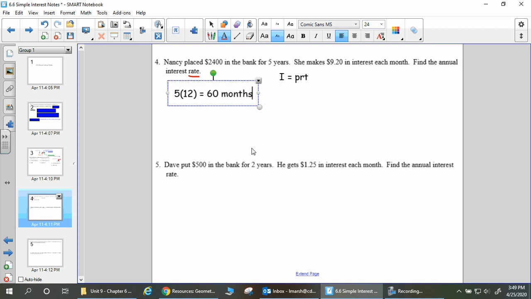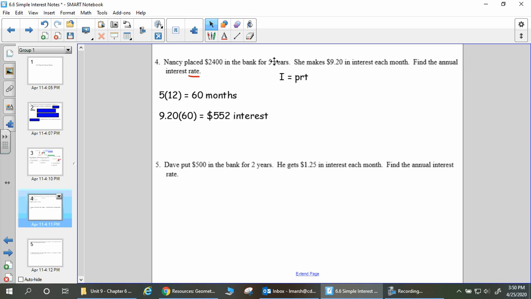Okay? So that means she is making $9.20 a month for 60 months. So if I multiply that, that means she makes $552 in interest. Okay, I took the years, figured out how many months it was. She makes $9.20 each month. If it was 60 months, that's how much interest.